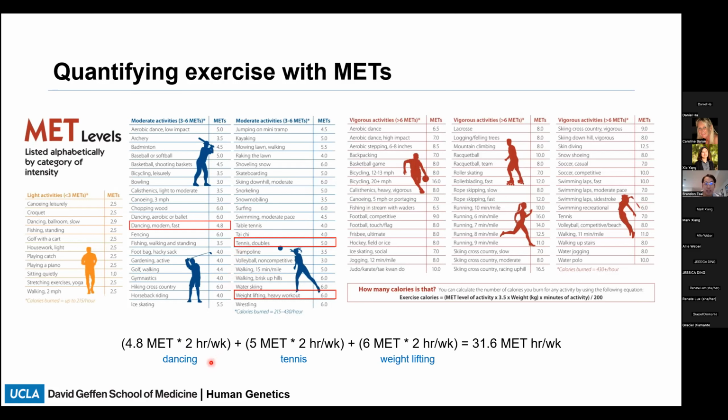I dance for 2 hours a week, I play tennis for 2 hours a week, and I go to the gym for 2 hours a week. After multiplying the MET values together, that puts me at about 30 MET hours a week. Funny story, when I was presenting this slide to my thesis committee, they were like, wow, you're not spending enough time in the lab. And I was like, oh, okay.